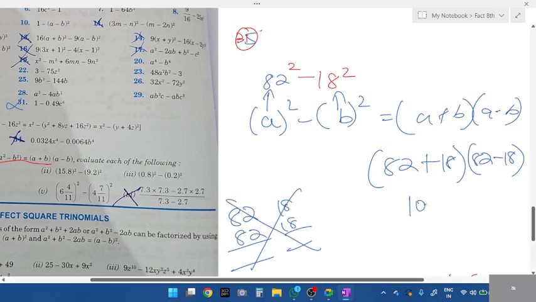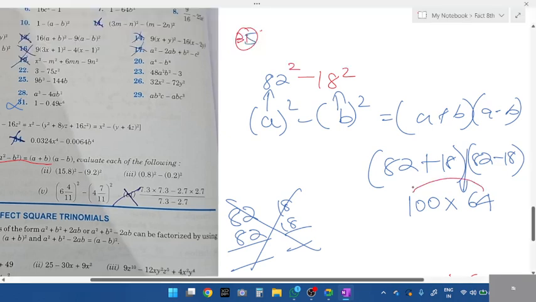Not minus, not minus. 100. In between two brackets, what is the sign, Alia? If there is no sign, it is multiplication. 82 minus 18 is 64. How do you multiply this, students? Tell me the direct method what I taught you all.